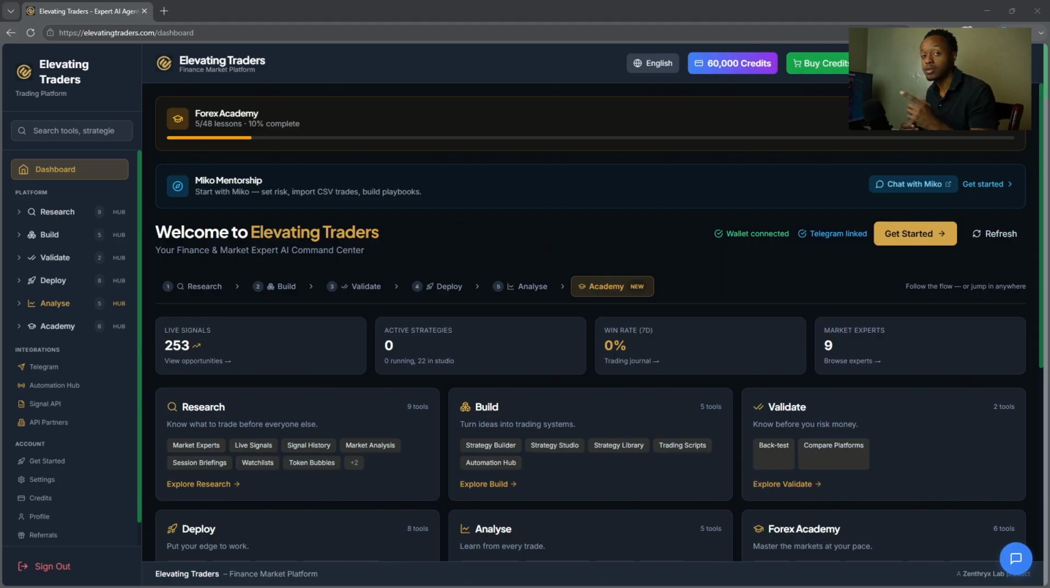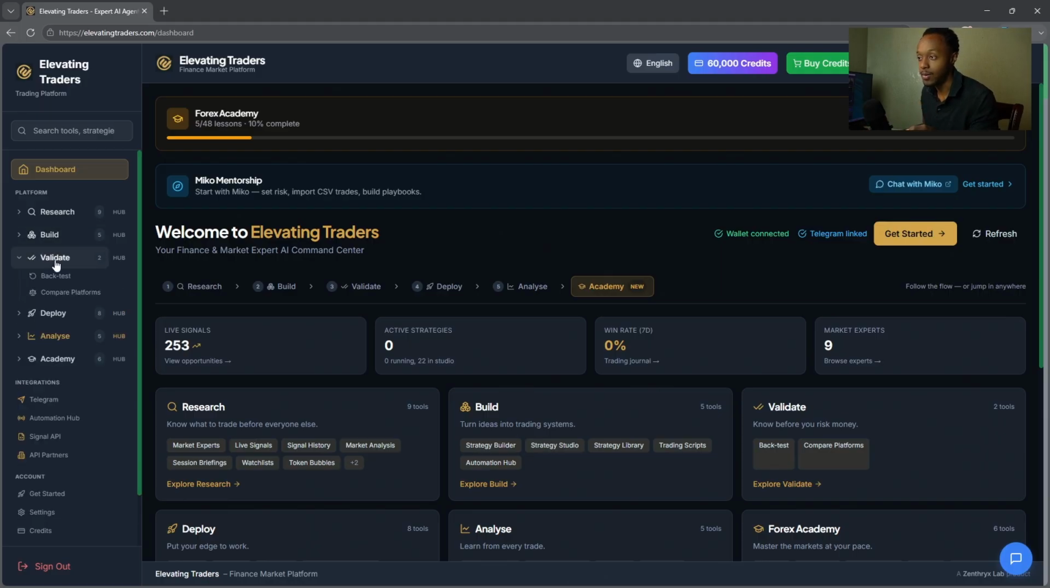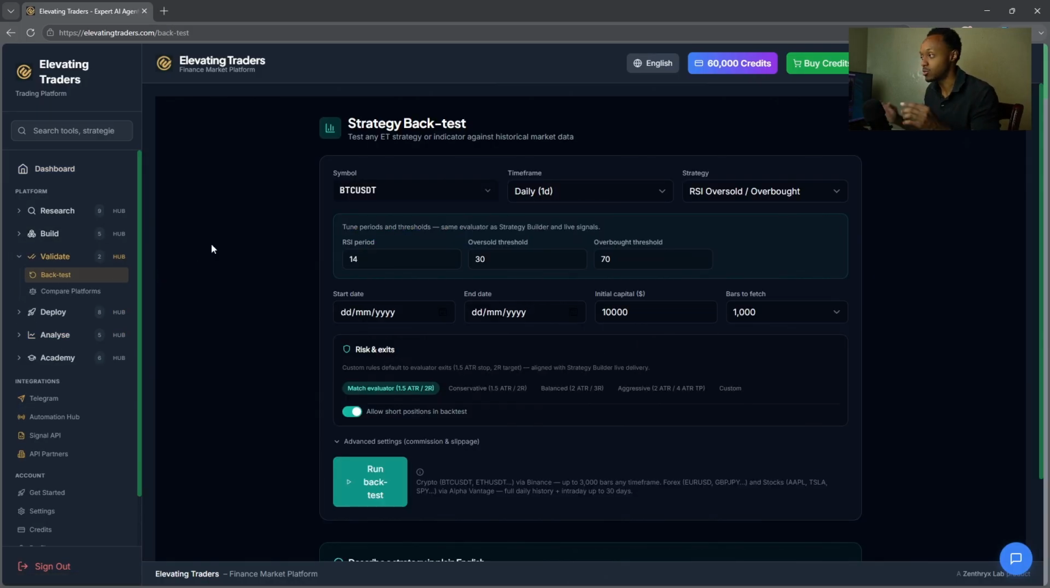Now, a great way to find that out is through the Elevating Traders backtest tool. So if you do log into the platform, just head over to Elevating Traders. You can sign up today. Once you've logged in, with email or your Solana wallet, you can then click the validate tab in the left corner and then click backtest. Now this will bring you to our backtest tool.